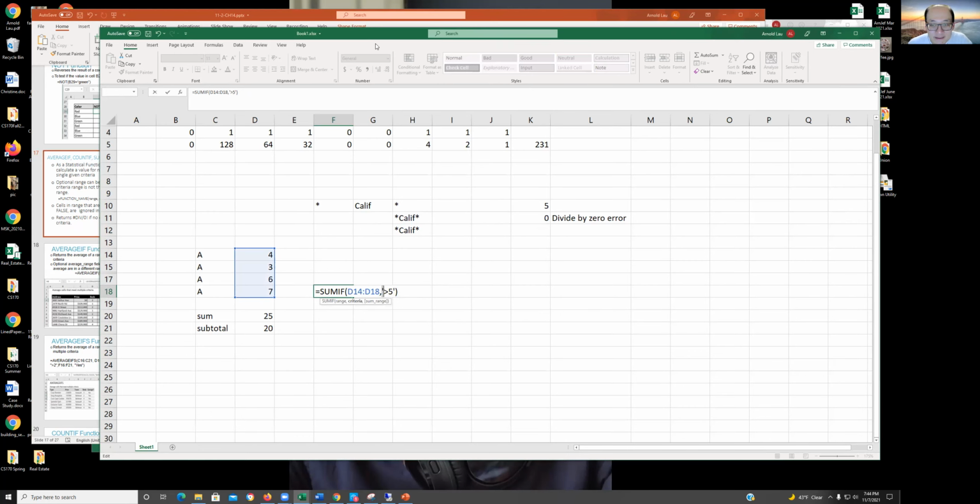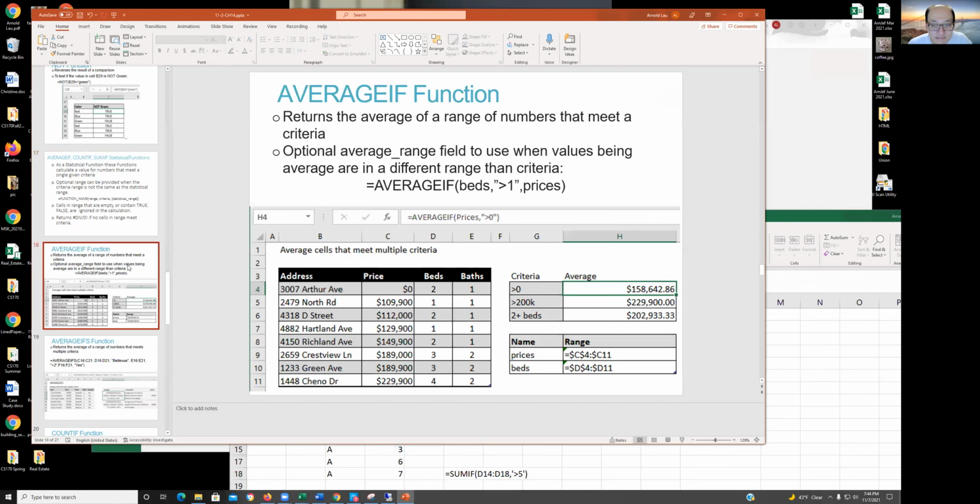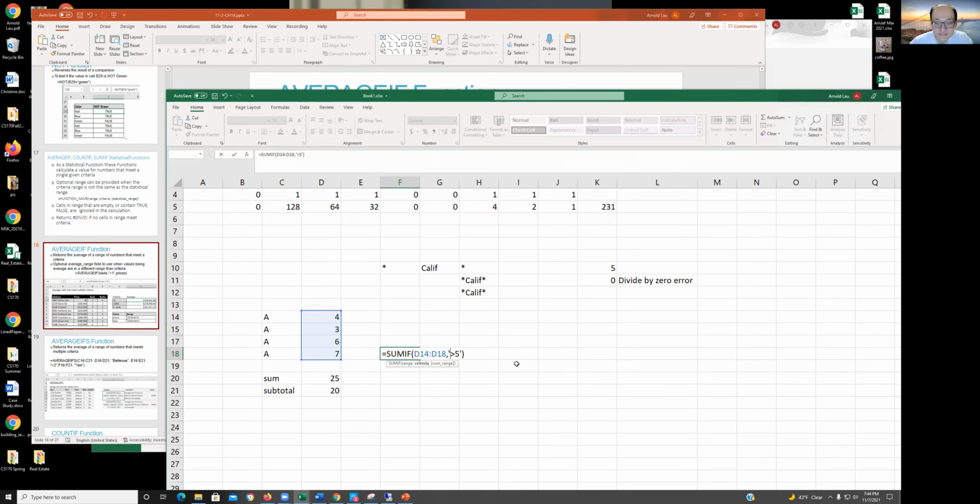I'm missing something stupid here, I guess. Okay. I thought I put quotes in here, but I guess I didn't. So here's the quotes. So the range sum if D14 to D18, which is this, right? And then if it's greater than 5, which is just these two, right? 6 and 7, to make that 13. So that's what this sum if does here.